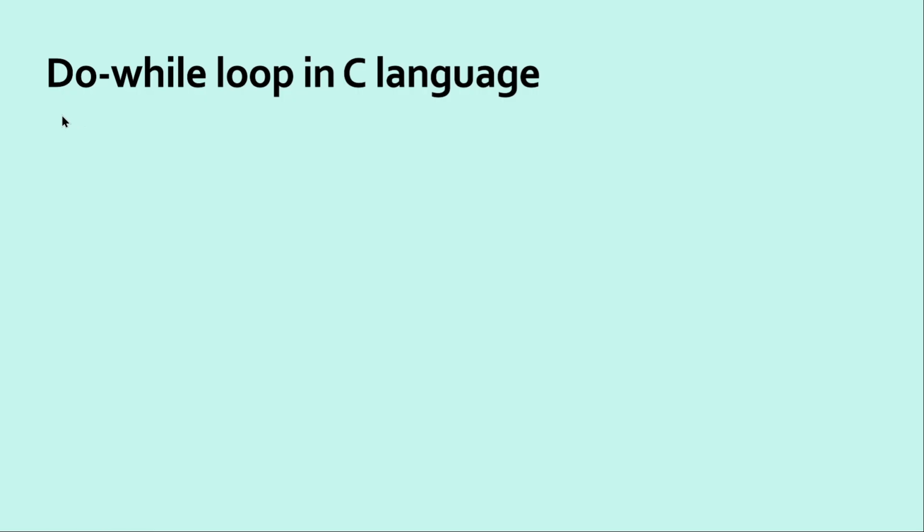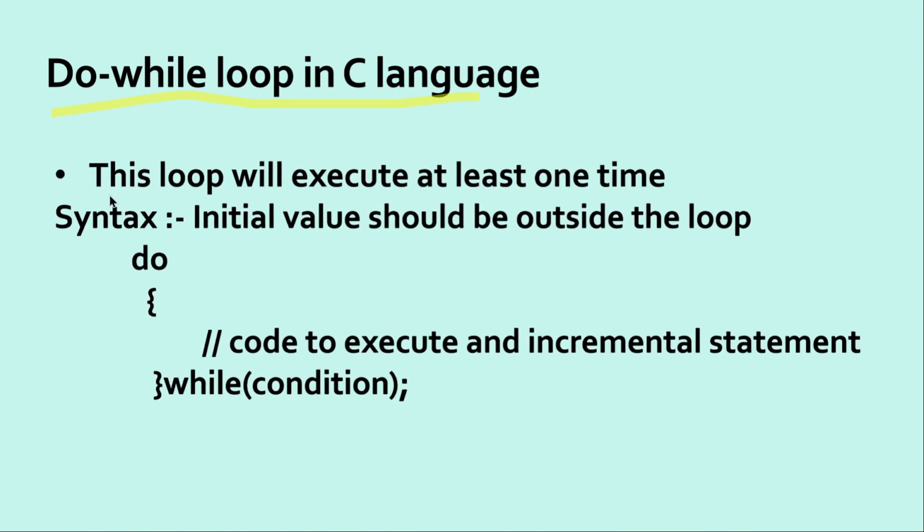Now let us see do while loop in C language. So this loop will execute at least one time. That means, irrespective of this condition, the code written here in the loop will be executed at least one time.